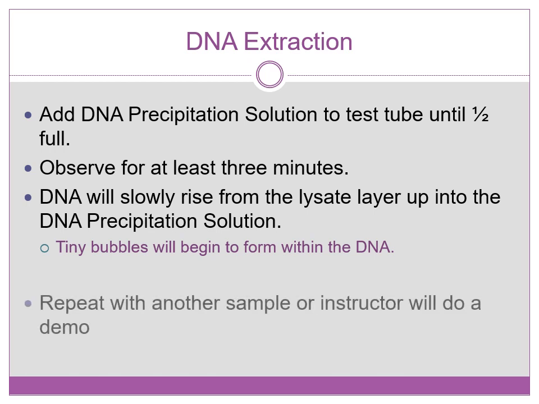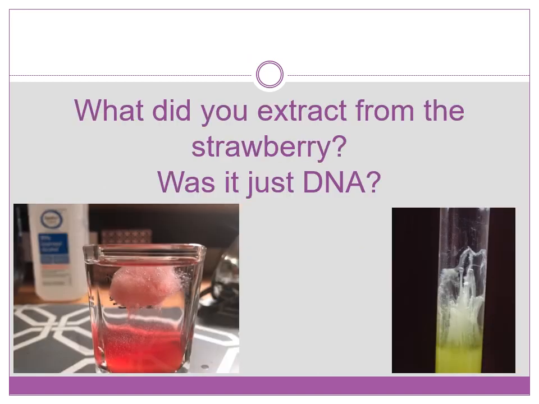Normally in lab, we would repeat with another living organism. So this can be a piece of fruit, this can be chickpeas, this can be bacteria, this can be anything that is composed of cells. This is what you would expect from a typical DNA extraction. The right image shows a DNA extraction from germinating peas. The left image shows DNA extraction from strawberries.